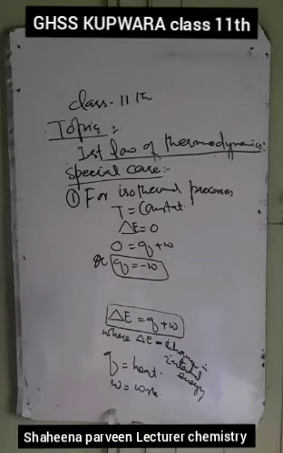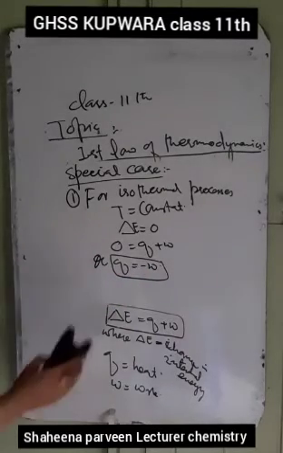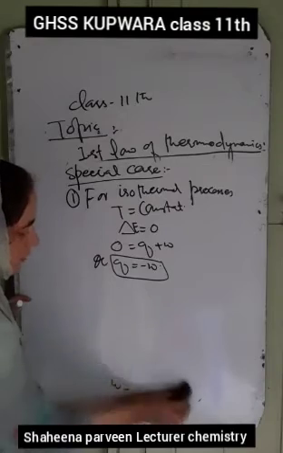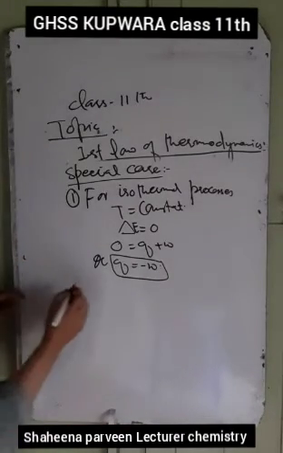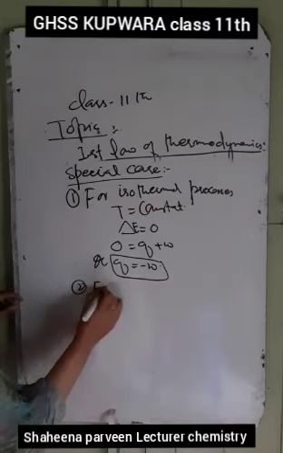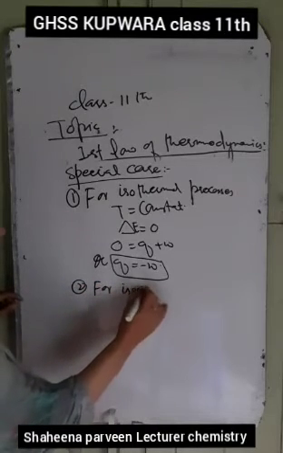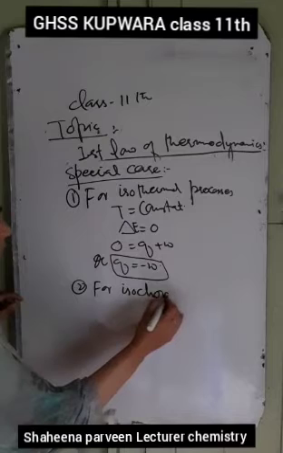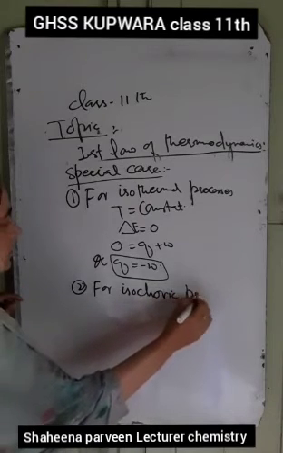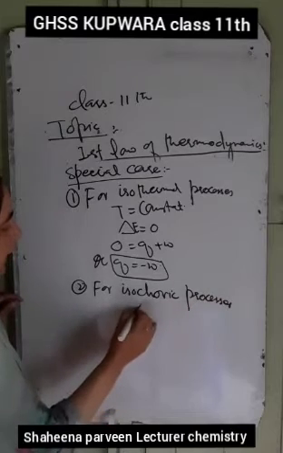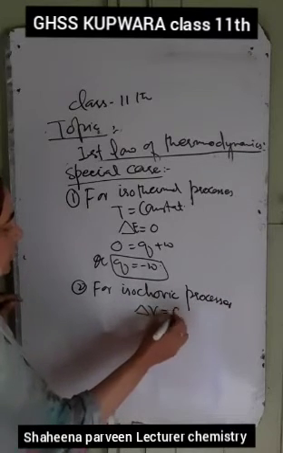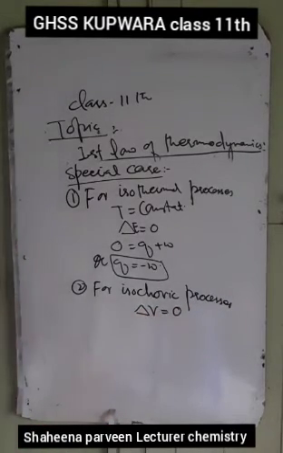Second, for isochoric processes. In an isochoric process, delta V, the change in volume, is equal to 0.